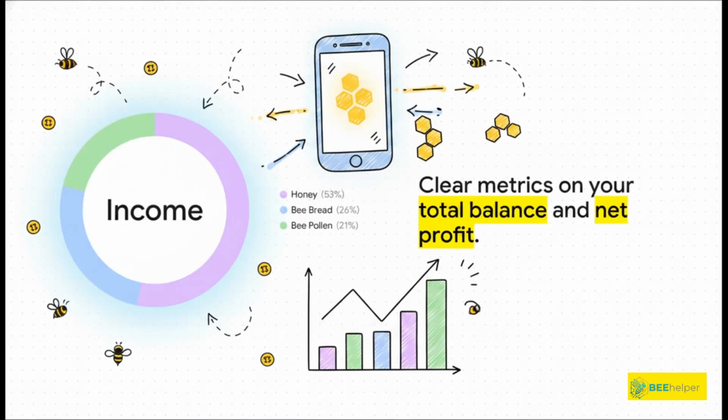All those quick little taps automatically generate gorgeous charts breaking down your income and expense structures. The app crunches the numbers for you and gives you crystal clear visibility into your overall balance and net profit. You will always know exactly where your apiary stands financially.